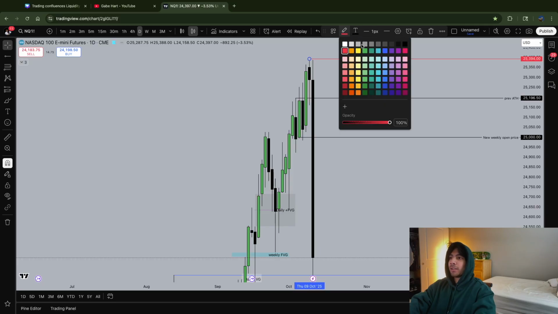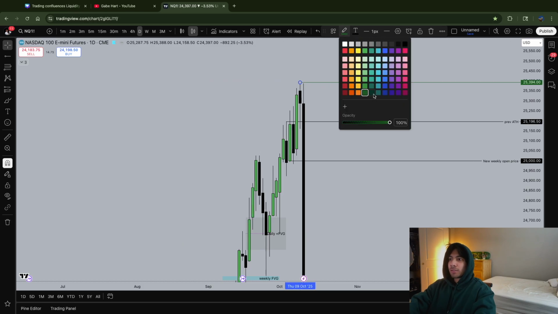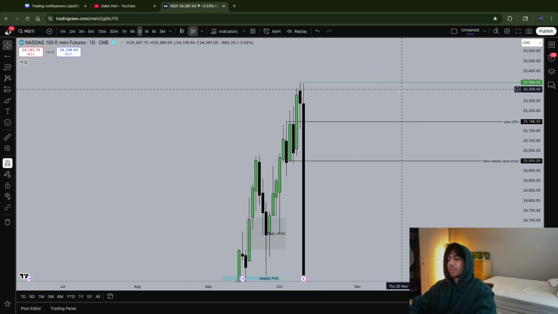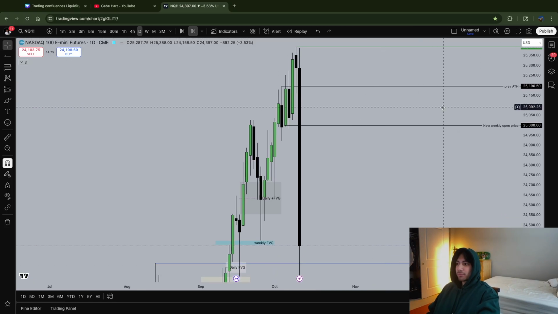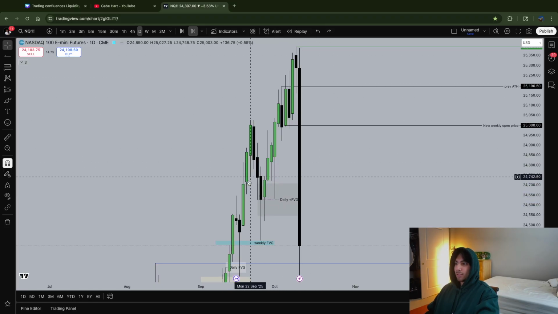I usually make it green, and then red for bearish liquidity. That looks black, so let's make this lighter green. That's too light. So right there, that's our buy side liquidity. It is abbreviated as BSL, for buy side liquidity.